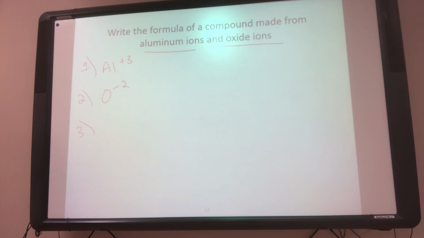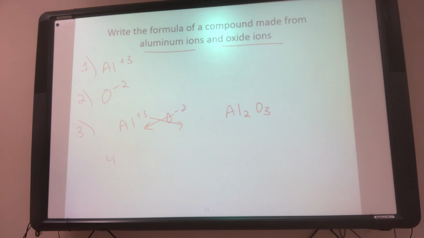Step 3, we take the charges without the signs, and we're going to cross down and make them the subscripts for the opposite ion. So step 3 is cross down. So we would get Al2O3. So this superscript becomes the subscript for the other one. This superscript becomes the subscript for the other guy, and we ignore the signs. We just want the number.